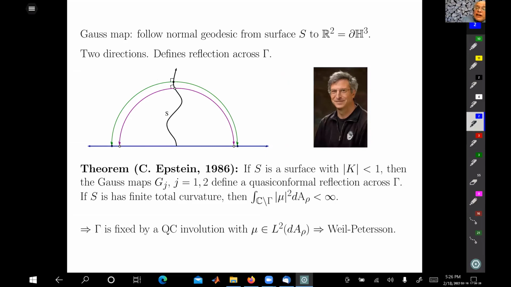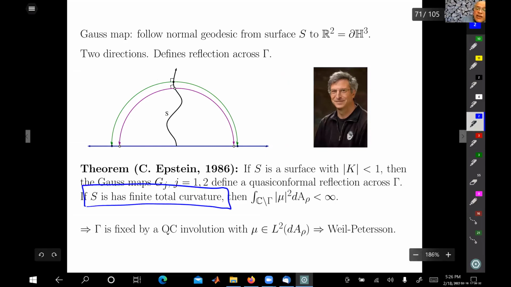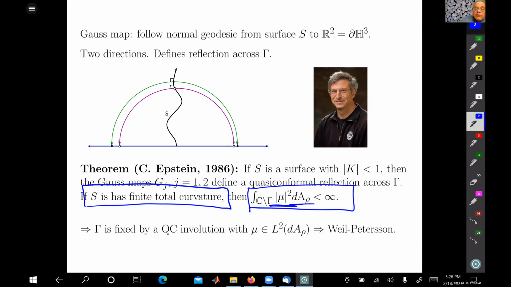He showed that if you have this finite total curvature condition, then the reflection across the curve you get, the dilatations are square integrable for hyperbolic area. He didn't say it this way, but it follows from his result. So what he shows is that if we have this finite total curvature, then we get back to that slide. That was what, 20 slides ago. And so we've made a circle. We've gotten back to the original definition.